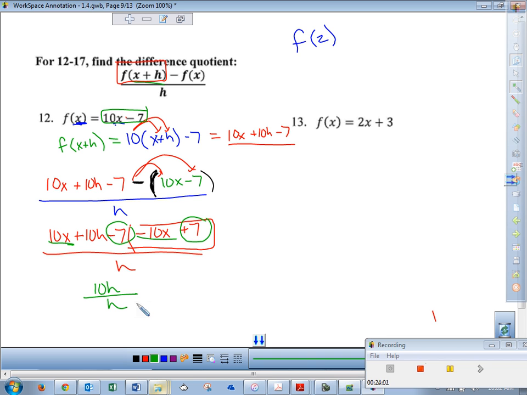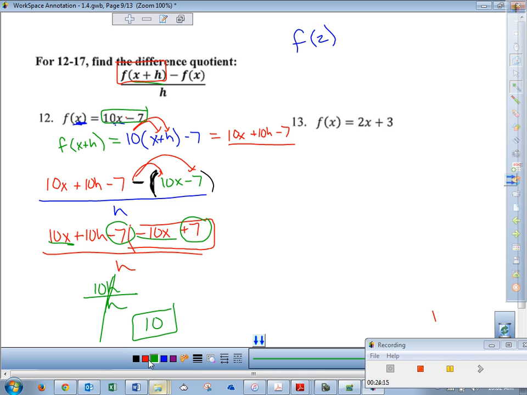So far so good? What's h over h turn out to be? What's 5 over 5? 1. H over h, those cancel out, and the difference quotient for this guy is 10. Very weird. Let's do that again.